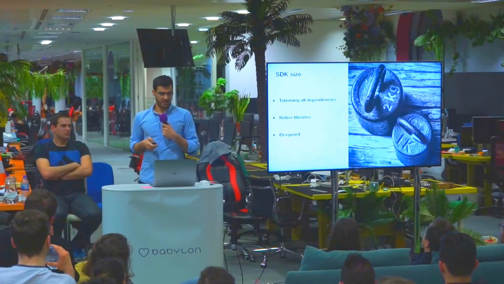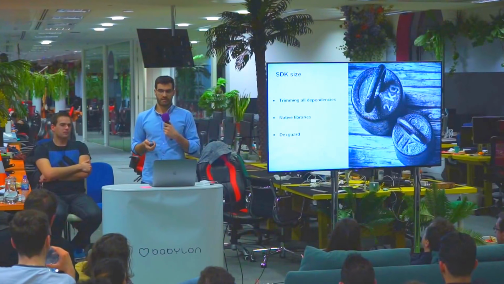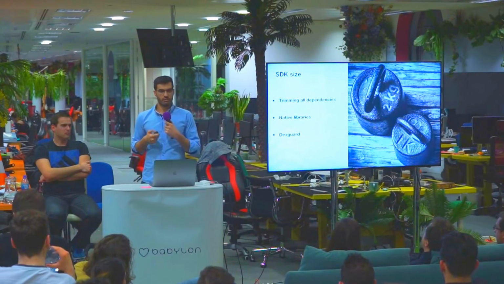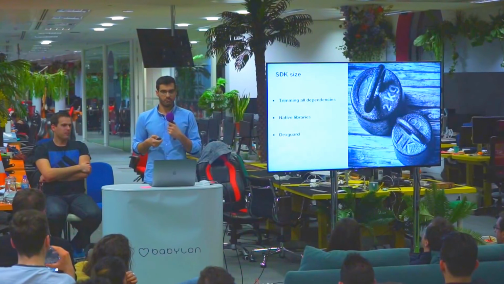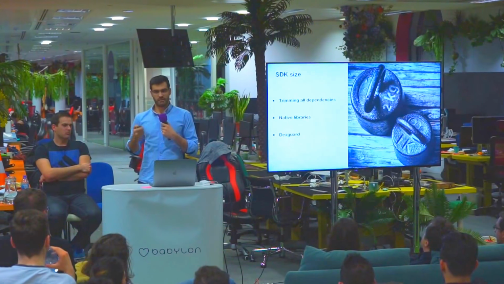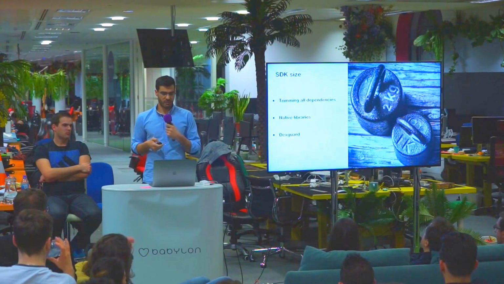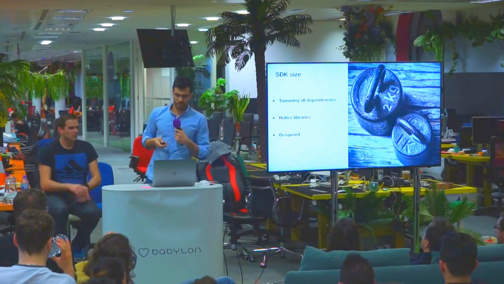The final point to be made is, as I said, we're using DexGuard, and DexGuard tends to reduce the size of the SDK a bit, and also the method count, as it does the obfuscation, removes unneeded code, and does some optimizations. But let's move back to Shao.